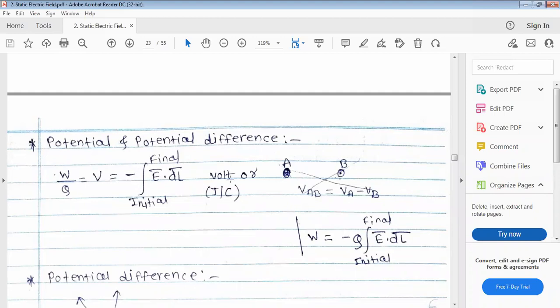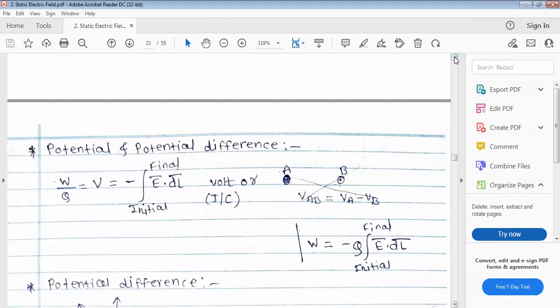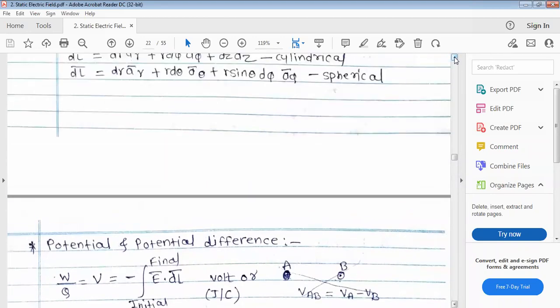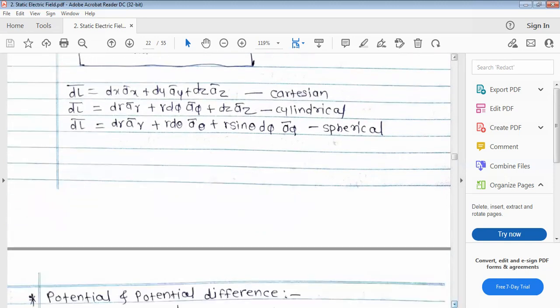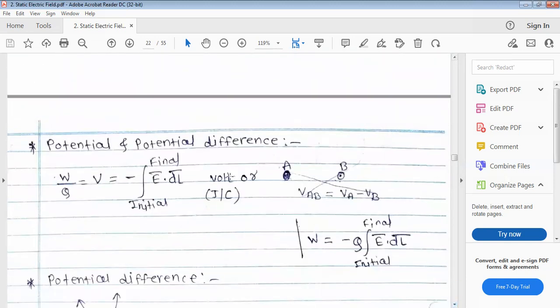So here you can compare the equations. W upon Q is giving me the potential V, and it is equal to minus integration from initial to final of E bar dot dL bar. And this potential is measured in volt, or it is also measured in joules per coulomb.